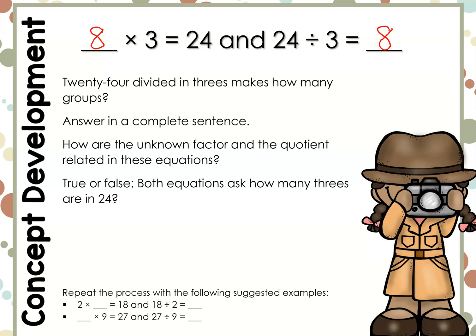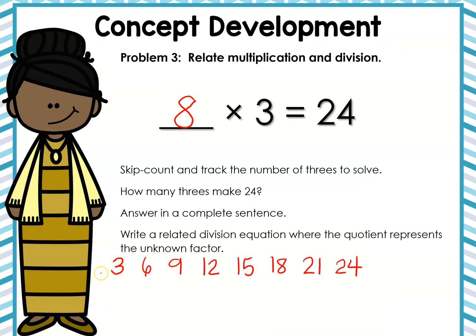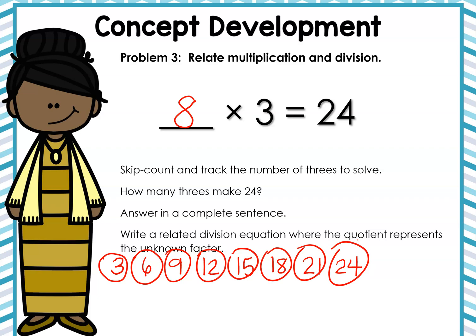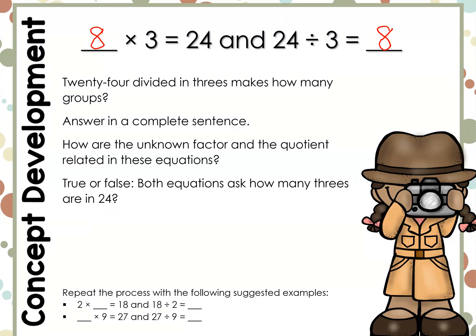Okay, so 8 times 3 is 24, and 24 divided by 3 equals 8. Okay, so both equations have the same numbers. So 24 divided into groups of 3, like we did here, would equal 8 groups. So those two problems are related.